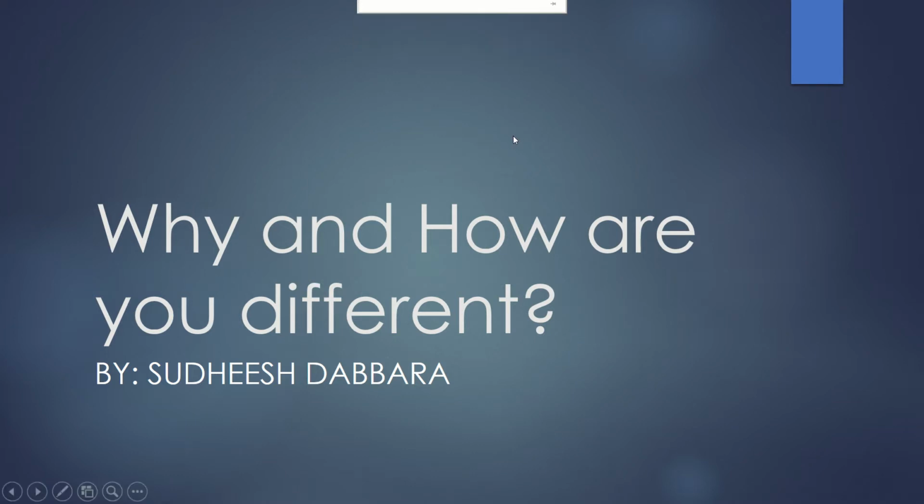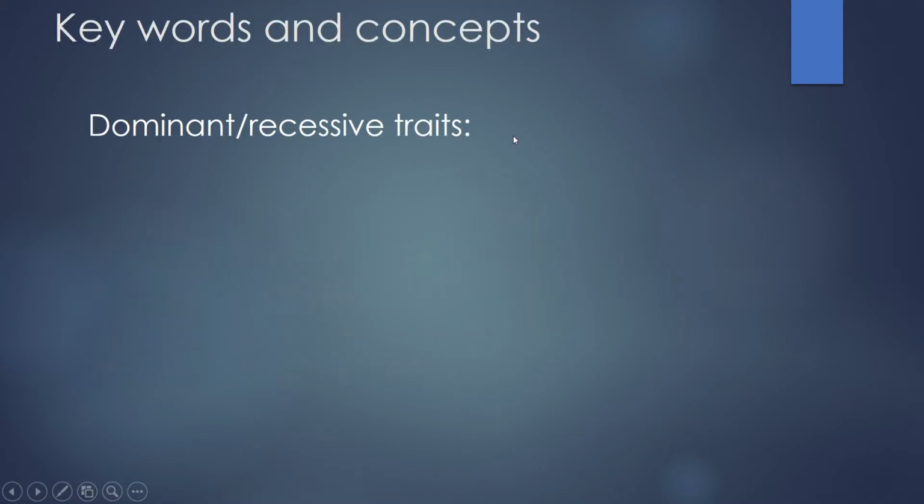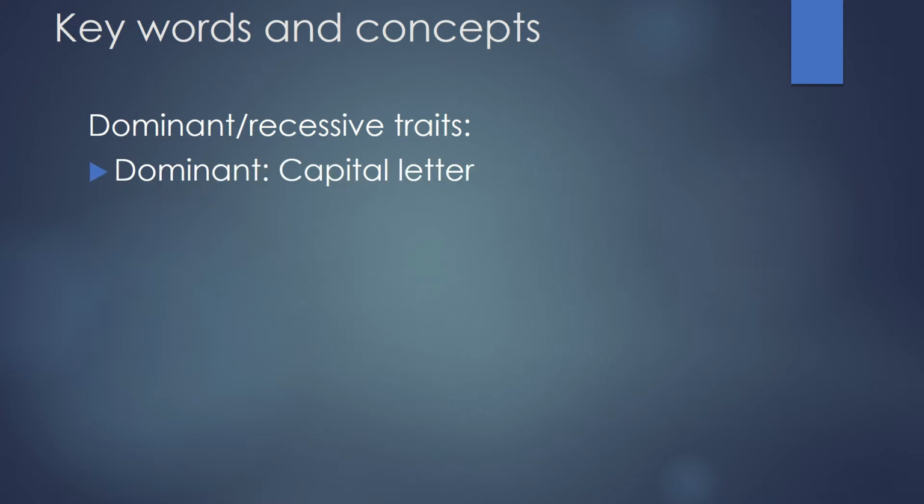Why and how are you different? Some keywords and concepts. Dominant recessive traits. Dominant recessive traits are represented by alleles. When the trait is dominant, it is represented by a capital letter. There will have to be one of the capital letter allele present for the trait to show. When the trait is recessive, it is represented by a lowercase letter. Two lowercase letters would have to be present for the trait to show.